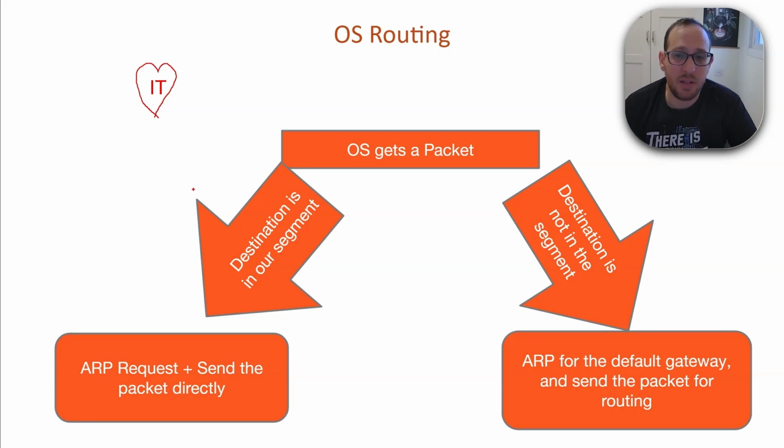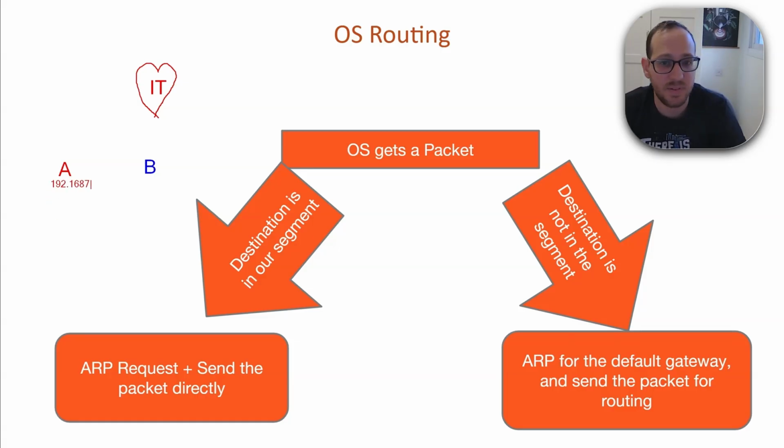Another option would say A considers B to be in its segment if they have the same subnet. Now, this is a bit confusing because let's say we have A here and we have B. And A is trying to understand whether B is within the same segment. Now, A's IP address is, say, 192.168.0.1. What about B? So let's say B has the address 192.168.0.2. Do they reside on the same segment? Well, possibly they might be.